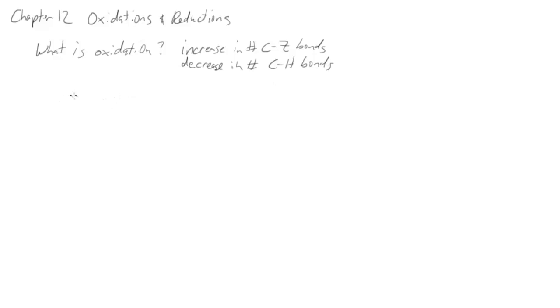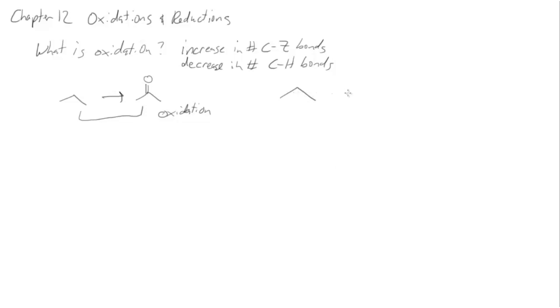So for example, if we were to go from an alkane to a ketone, there isn't really a reaction that you can do that, but this change would be an oxidation because I increased the number of C to Z bonds and I decreased the number of carbon-hydrogen bonds.